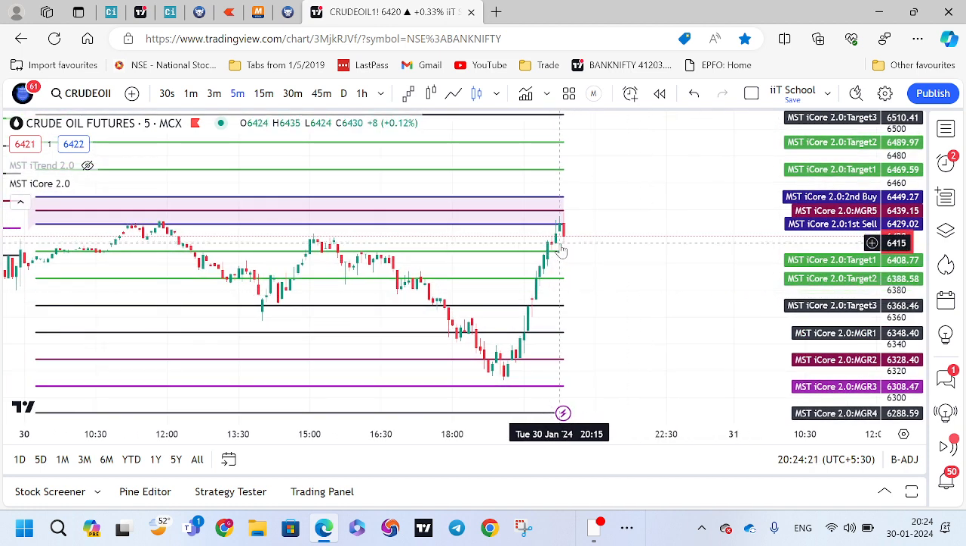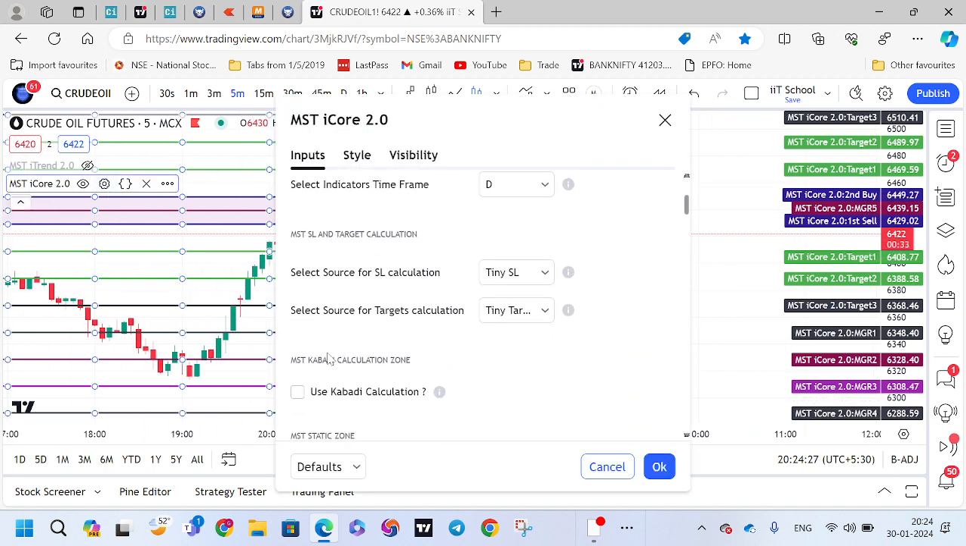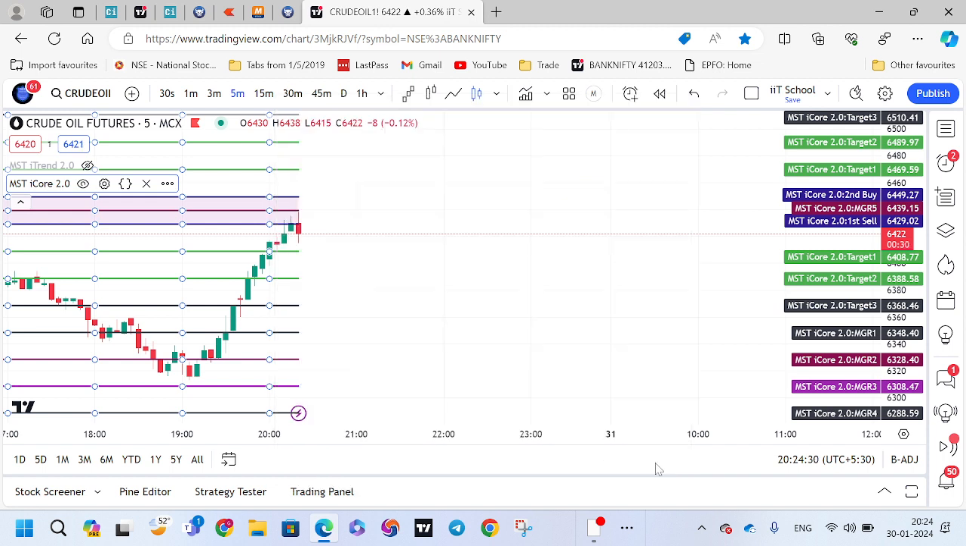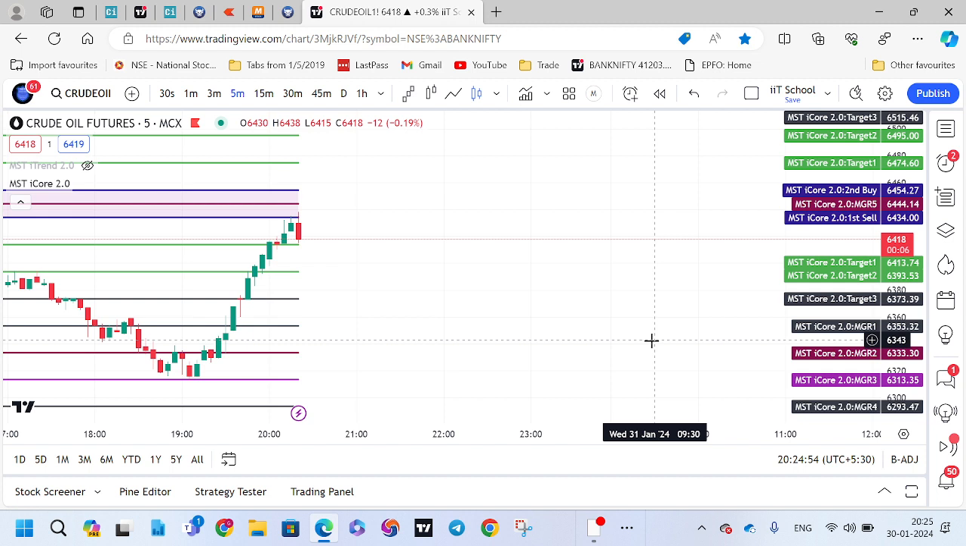Now when you are going for the second entry, as I told you, go to the settings and enable the Kabaddi calculation for the re-entry. For the re-entry, we need the market to go a little further. So it is getting calculated. Once the calculation is done, we will get the levels. What we are suggesting is to trade in only one script per day and keep trading on the same script again and again, so that you will know the secret points of the script.